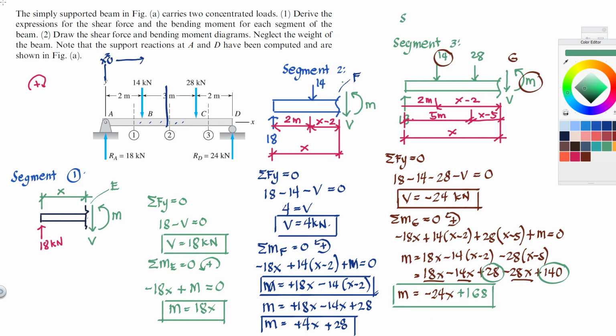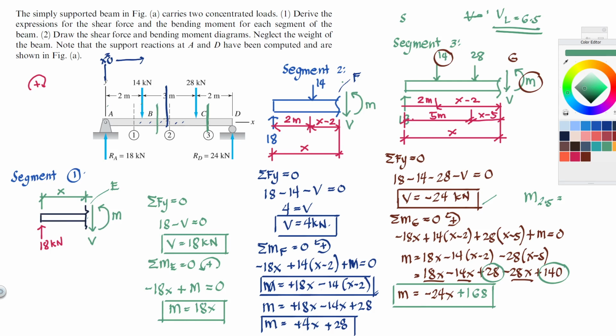Given all of this, any point on the beam we can now find. For example, what is the shear at L? Shear at L, let's say the total is 6.5. If I use 6.5, where does it fall? Somewhere here, so I will use this shear equation. Automatically, I have a negative 24 kilonewton shear. If I find the moment at, let's say, 2.5, from here to there is 2, so it is somewhere in the middle.